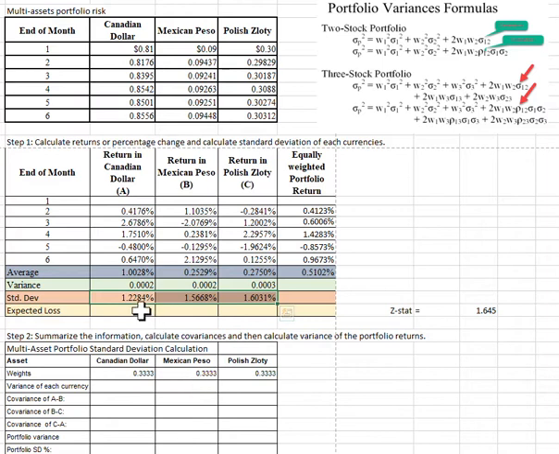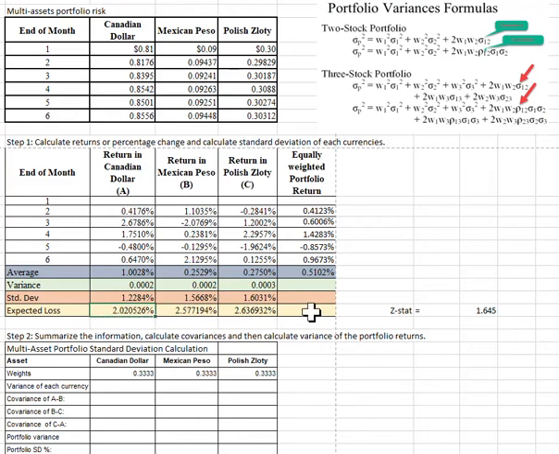So the expected loss is basically, we need to get the z statistic, either it's given to you or you can calculate it. The question says up here it is a 95% confidence interval. Using a 95% confidence interval, we get the z statistic, which is 1.65 or 1.645. For each month, the expected loss equals the standard deviation times the z statistic. So let's calculate the expected loss. If you have only the Canadian dollar, the expected loss could be about 2% each month.